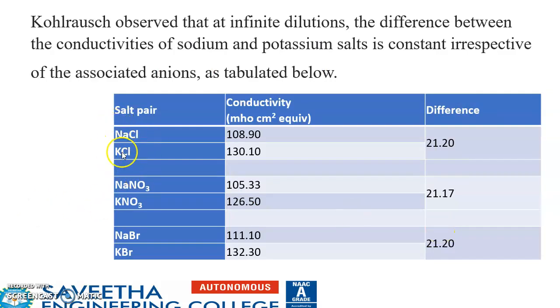Consider the pairs sodium chloride and potassium chloride, sodium nitrate and potassium nitrate, sodium bromide and potassium bromide. See, if you measure the conductance of these pairs, the difference will remain more or less the same. That means even if they are associated with any other ion, it remains the same. Kohlrausch observed that at infinite dilution, the difference between conductivities of sodium and potassium salts is constant irrespective of the associated anions, as tabulated below.